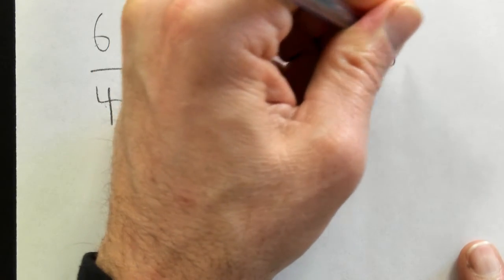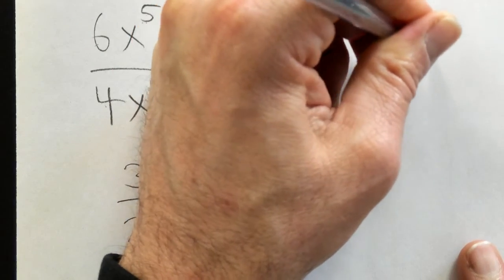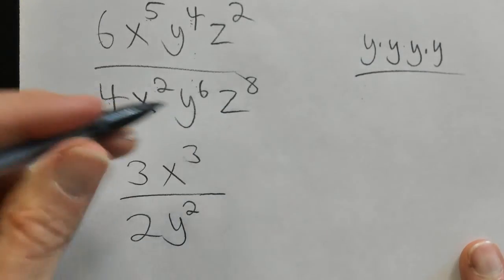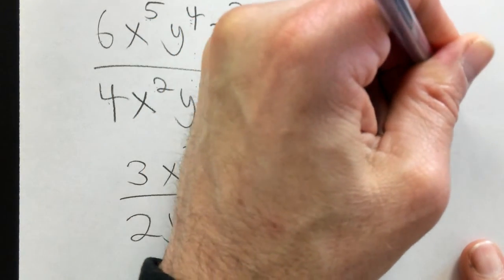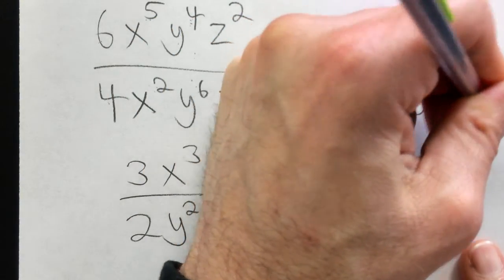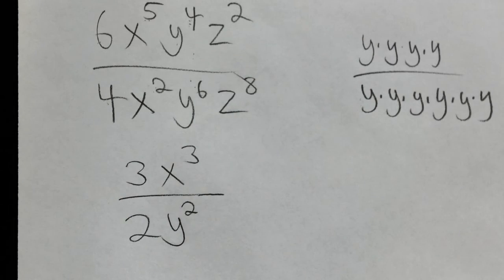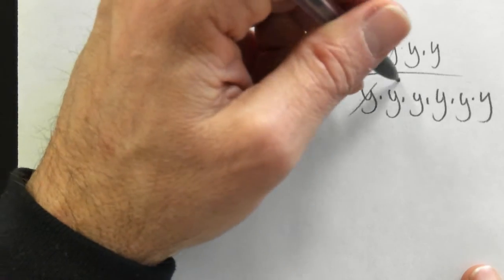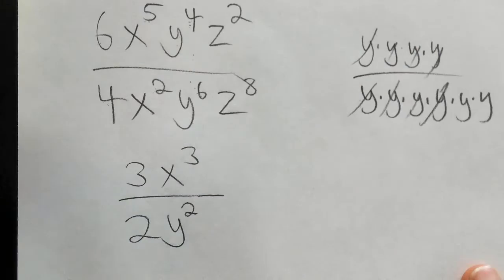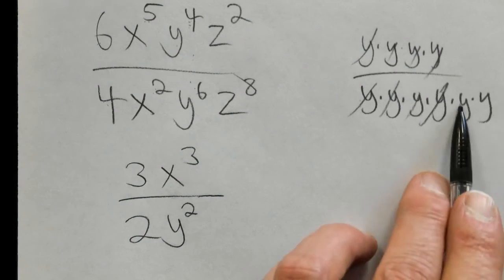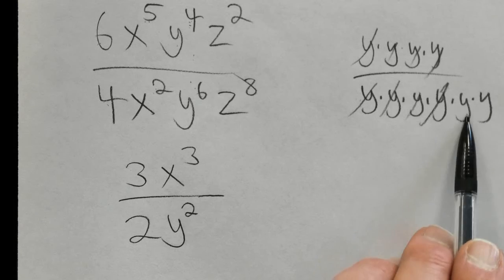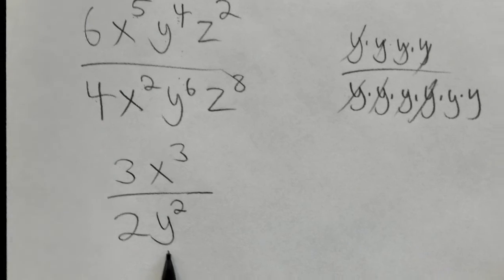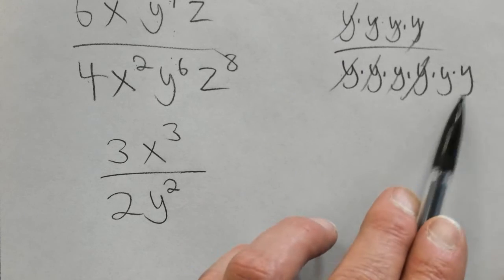Remember, y to the 4th means y times itself 4 times. And y to the 6th means y times itself 6 times. Well, when I start canceling these out, 4 from the top will cancel with 4 from the bottom, but what are we left with? We're left with 2 y's multiplied together on the bottom, and y times y is y squared, so that y squared is left on the bottom of the fraction, because once they cancel out, you're left with 2 on the bottom.